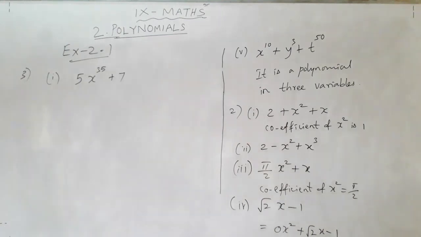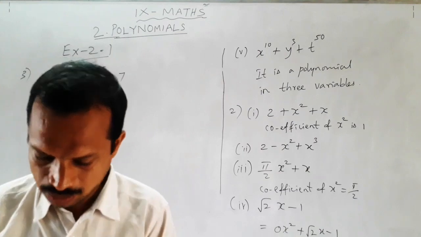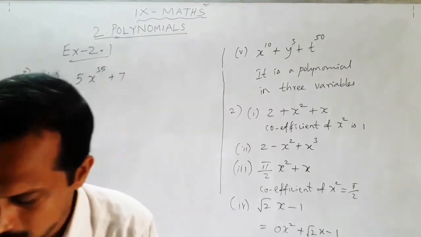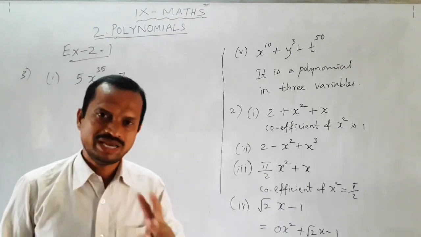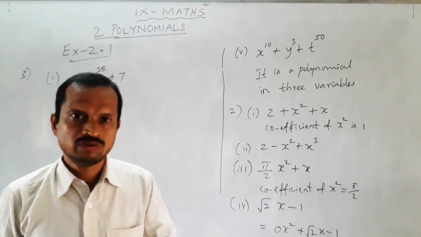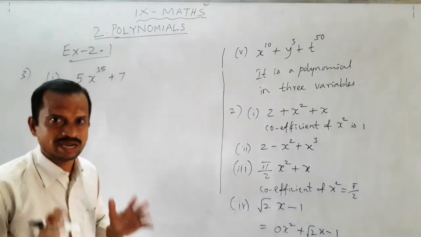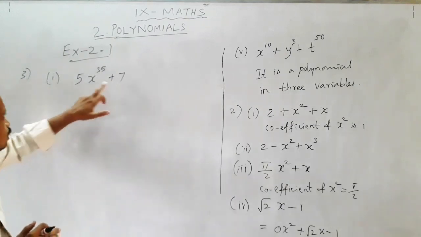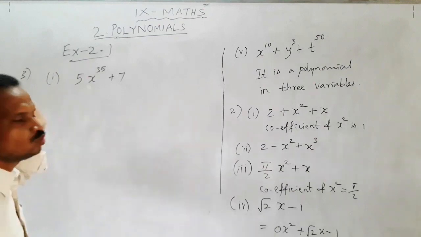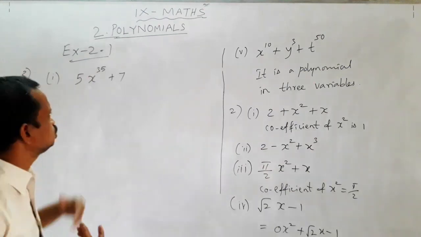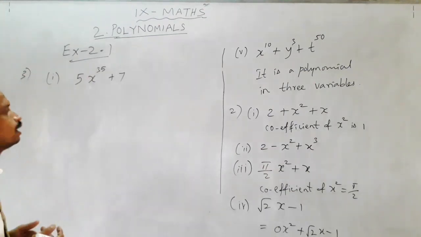But binomial means what? 2 terms. So you have to focus on the number of terms and also the degree. Here the binomial is asked. So binomial means 2 terms, but the degree is also 35. So you have to keep that in mind. So 2 terms, and x is the variable whose highest power, that is degree, is 35. This is one example. Clear? Any such examples you can give.